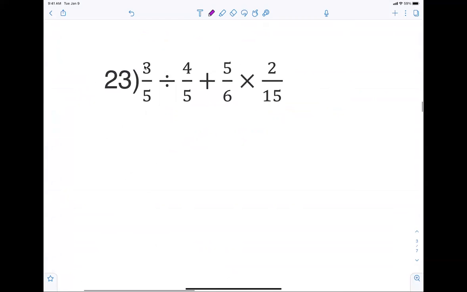Come on, you're good with this. Division. What did I tell you to do with division? Change division to what? And do the what? Yes, reciprocal, we say. So 4/5 changes to what?